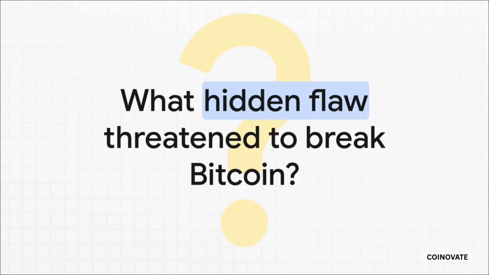But before we can really appreciate the solution, we have to understand the problem. And trust me, it was a big one. There was this fundamental vulnerability just kind of lurking in Bitcoin's code right from the start, and it seriously threatened to undermine the whole system. So what exactly was this hidden flaw?